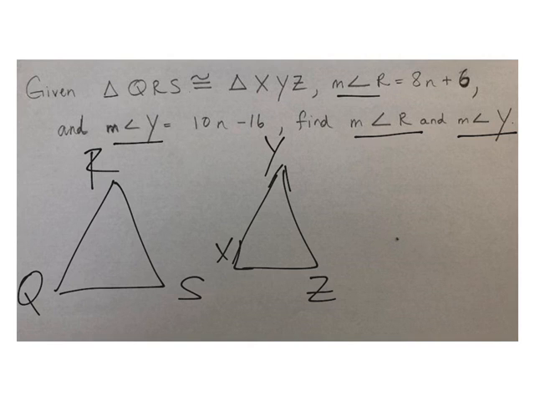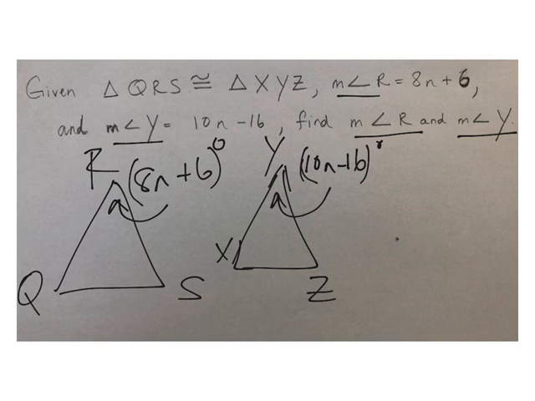I know that the measure of angle R is 8n plus 6 degrees, so it's right here. And the measure of angle Y is 10n minus 16 degrees.